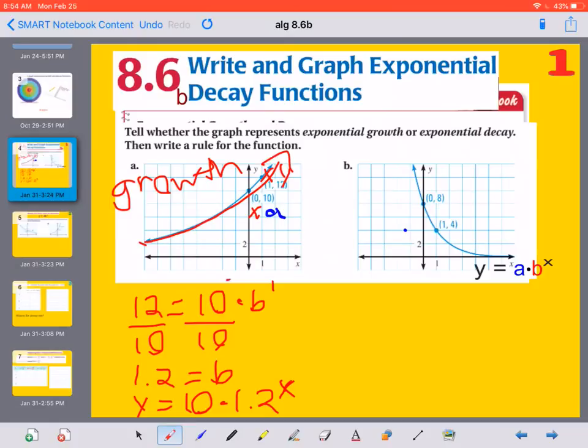So this next one, we have x as 0. So that means that a is 8. So y equals 8 times b to the x power. Now we know that x then is 1, and we have a 4 for y. So we can just plug those into our equation. X is 1, so I'm going to erase my x and put a 1 in there.